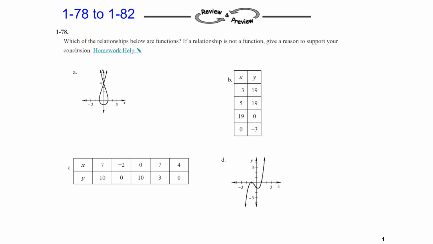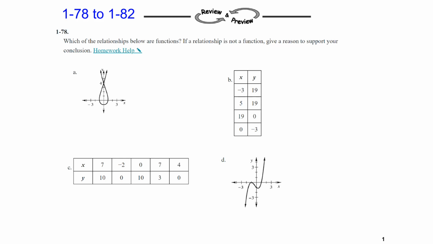This video is homework question 78 to 82 in Chapter 1 in Core Connections Algebra. 78. Which of the relationships below are functions? If a relationship is not a function, give a reason to support your conclusion. So in part A, is it a function?